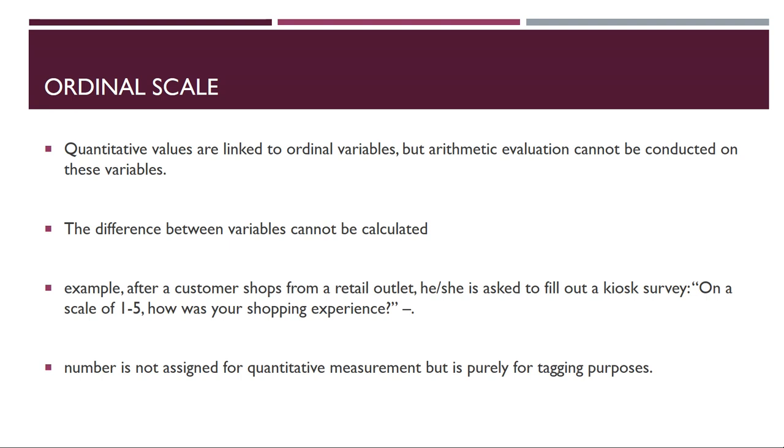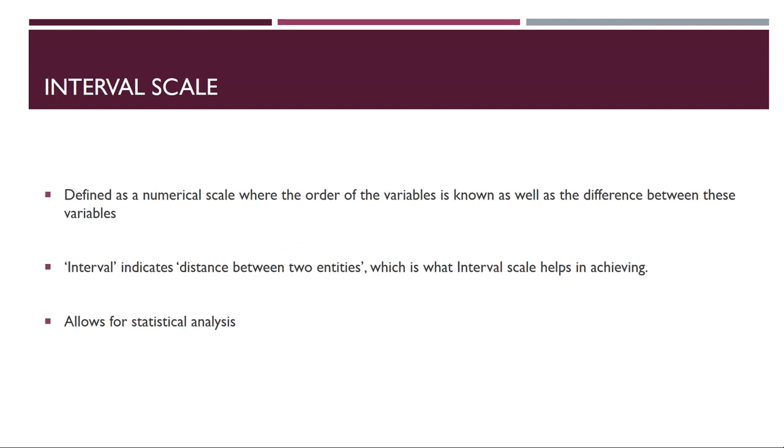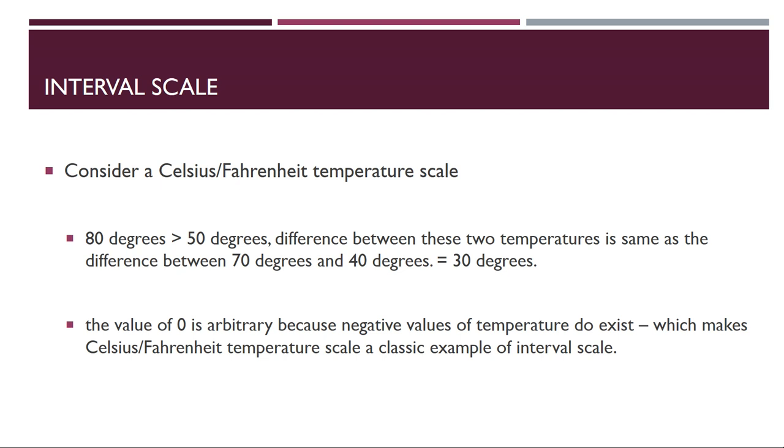Of course, the difference between variables cannot be calculated, so the experience and the own understandings are different. And then we have interval scale. This is when we're talking about real quantitative studies, defined as a numerical scale where the order of the variable is known as well as the difference between these variables. It indicates distance or differences between the two entities. For instance, between the degrees, you can measure them, you can calculate them. Let's say when you introduce factor A, then it is 80 degrees. Then you introduce factor B, then it reduces to 50 degrees. So you can do a calculation between these.